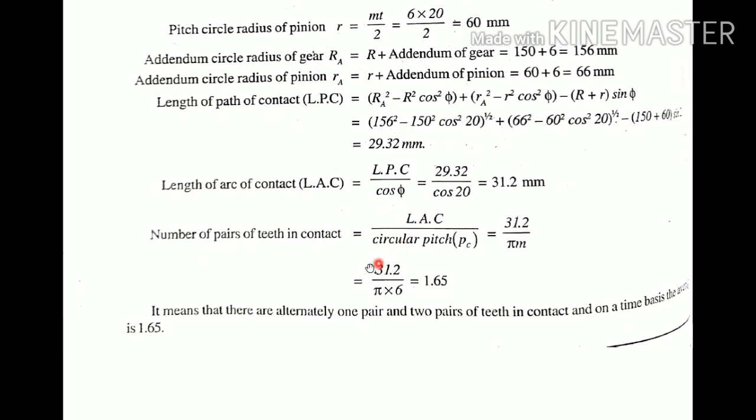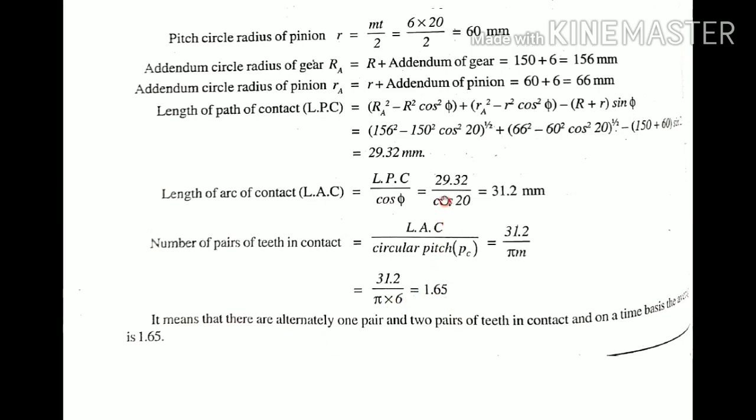1.65. So what is the meaning of this 1.65 number of pairs? How many pairs are there? 1.65, it has a fraction. Usually a pair count should be a round figure, that means either 1 or 2 or 3 or 4 like that. So according to this, approximately 2 pairs will be in contact. With respect to this length of contact, 2 pairs of teeth in contact. 2 pairs means there are 4 teeth: in pinion 2 teeth, in gear 2 teeth. Therefore, 2 pairs will be in contact. So that is what they're saying here. So that's all for the problem. It carries 7 or 8 marks.